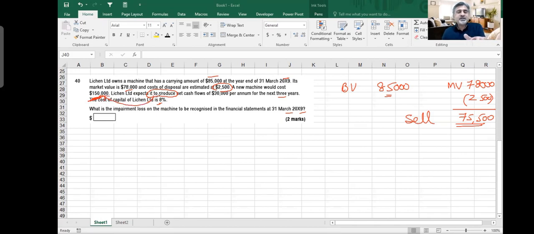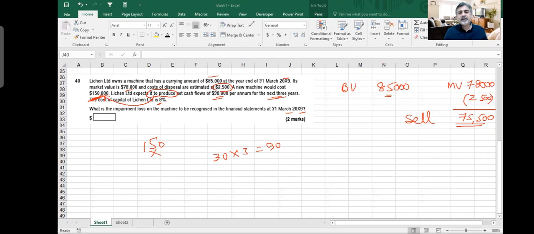It says "it expects it." And usually when we use pronouns, the pronoun is for the previous noun. So this "it" is for this new machine, which produces 30,000 for 3 years. Oh, that doesn't make sense. If I purchase a machine for 150 and then it gives me 30 times 3, which is 90, why would I purchase it on day one?